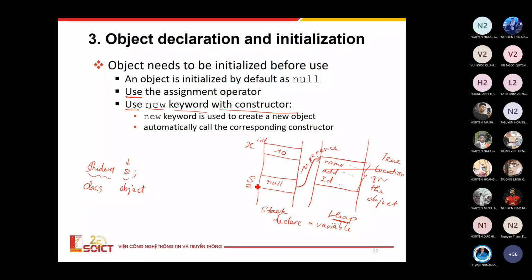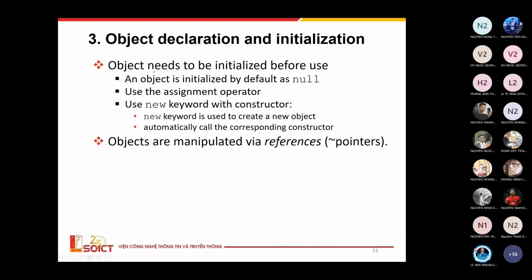The reference. Okay, and you can imagine that the value in the box in the stack here is now the address of the heap memory. And now in the stack, you store the address of the box in the heap memory for this object. So this is why when you learned about the object, we say that the object is manipulated via the reference, or in other languages we call it the pointer, for example in C++.